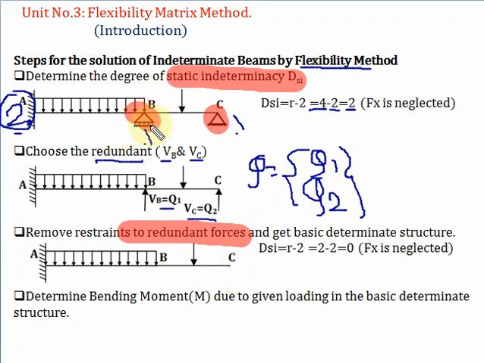Now when we remove the roller support and hinge support, what will happen? Now here the number of reactions will be what? Here it is 2 now, neglecting axial displacement in x direction. So 2 minus equilibrium equations, which are 2, summation Fy and moment. So 2 minus 2, 0. So after removing the supports at B and C, that structure has become statically determinate. Okay. So after that, determine the bending moment M due to the given loading in the basic determinate structure.